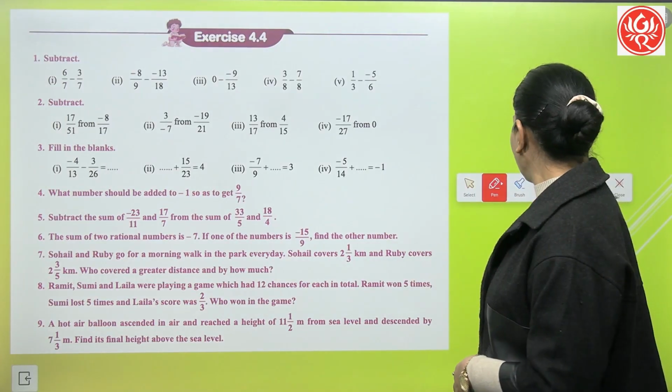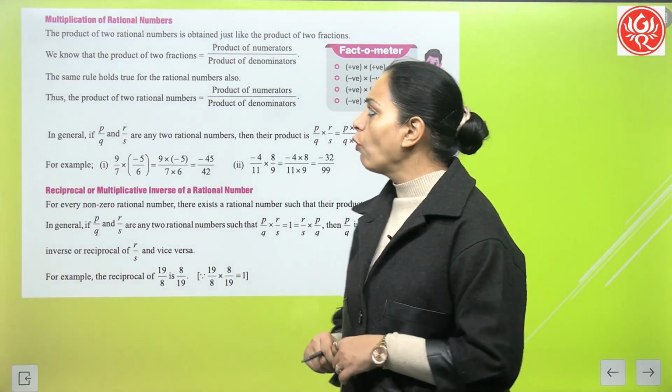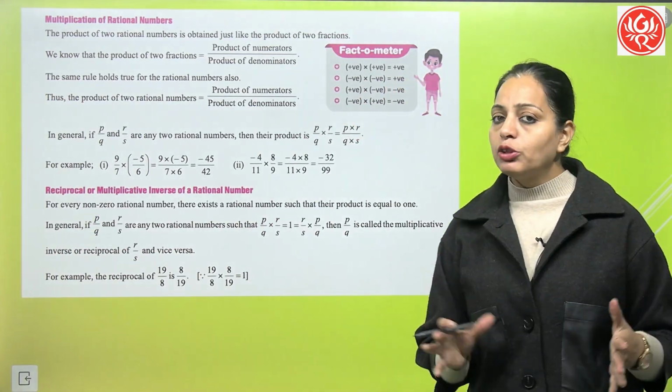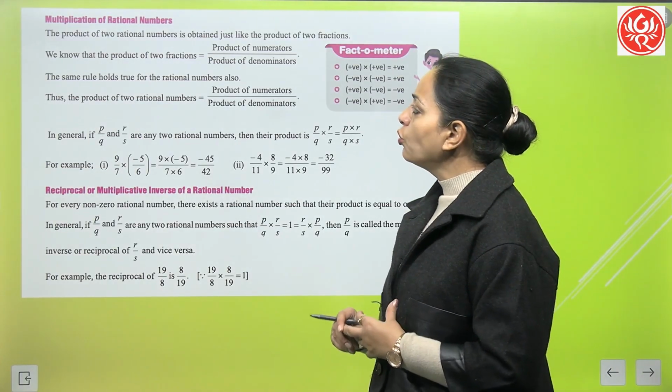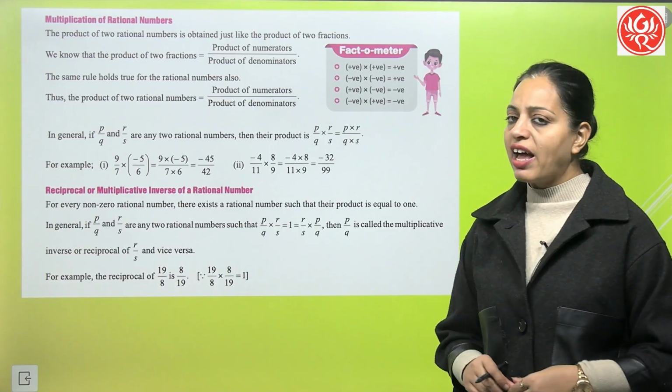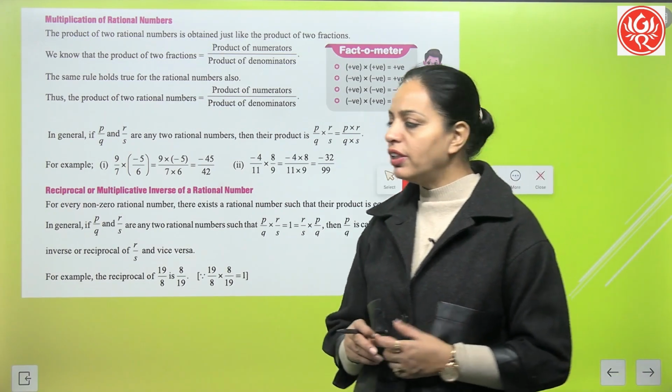Now I hope you can try the remaining parts. Now come to the next, multiplication of rational numbers. अब two rational numbers को multiply कैसे करना है? The product of two rational numbers is obtained just like the product of two fractions. जैसे हम fraction में करते थे, same.